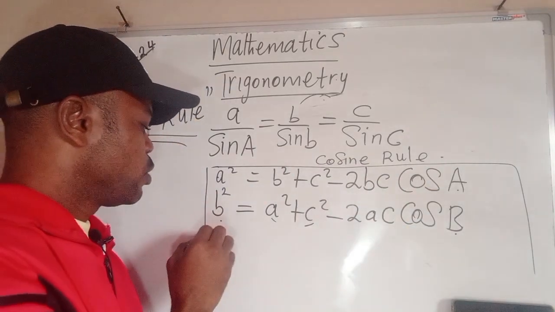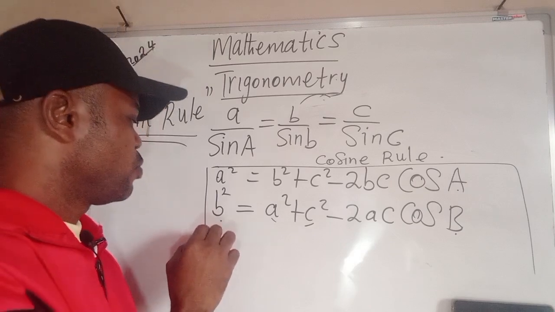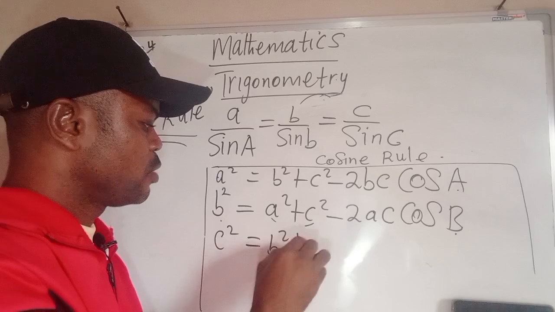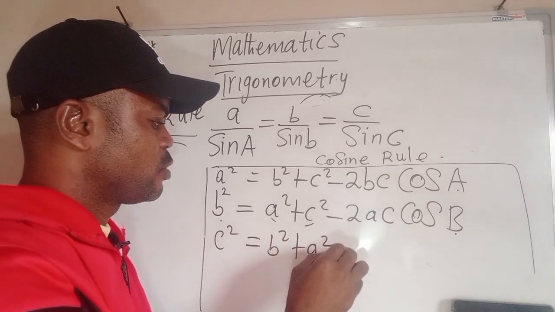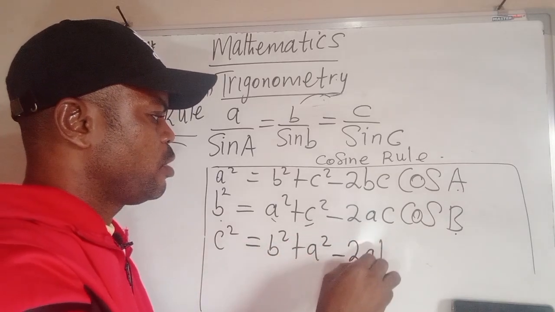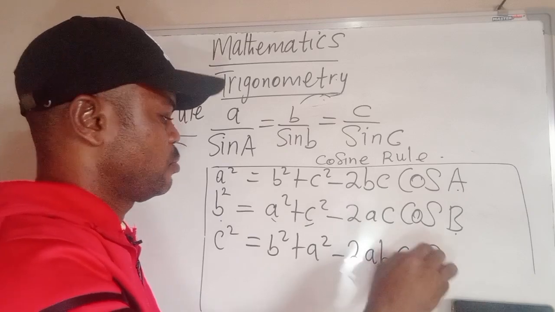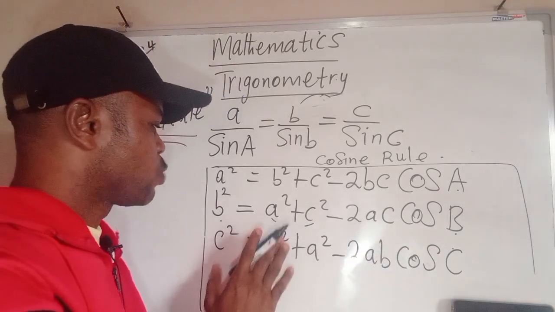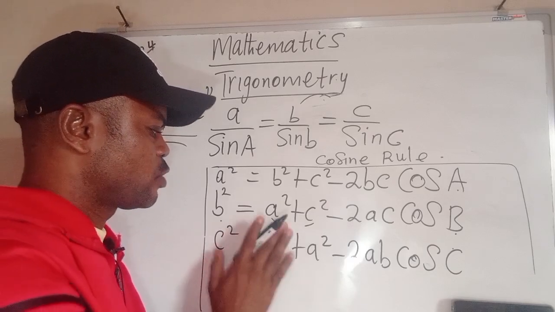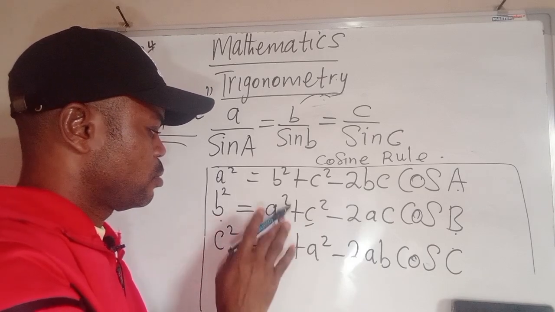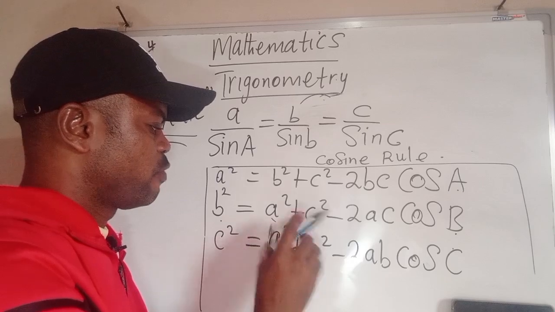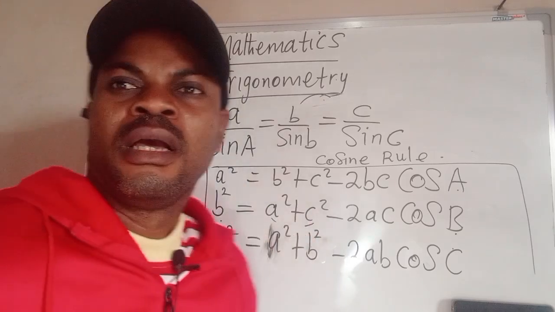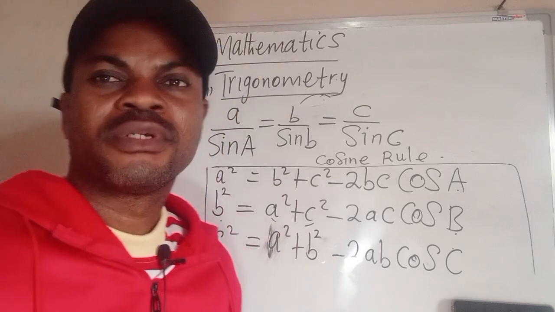So the last formula on cosine rule will be C square equals to B square plus A square minus 2AB cos C. You can as well bring A square first, bring A square first before B. The formula is as simple as ABC.